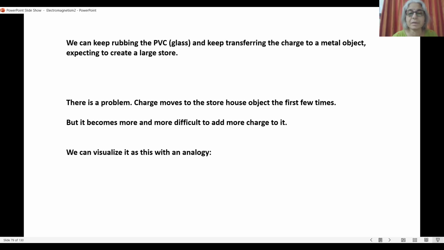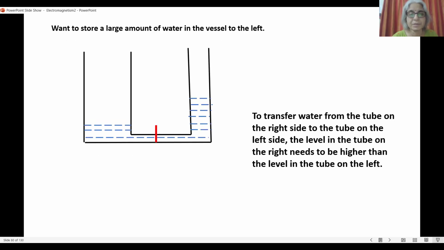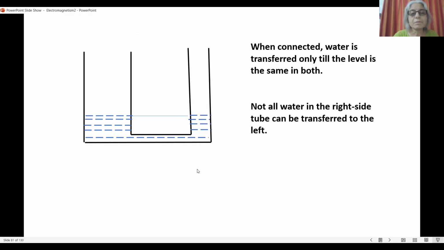We can understand this problem using an analogy. There are two columns of water here. You can think of them as glass pipes, and there's a separator. Now I want to transfer the water from the column on the right side to the column on the left side. When I remove this block, water will flow from the right to left. But not all the water in the right side column will flow. Water will flow only till the two levels become equal.